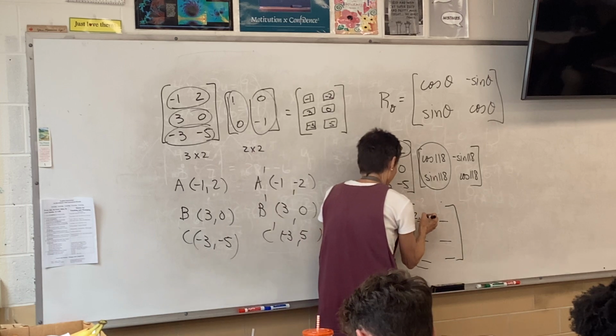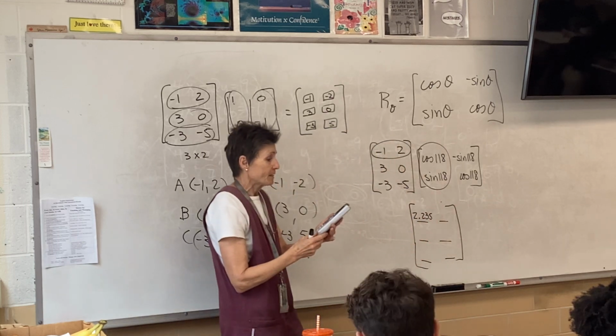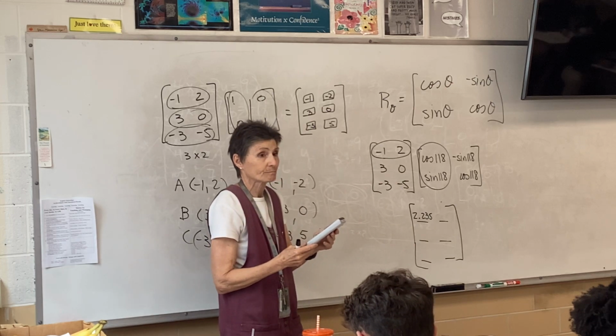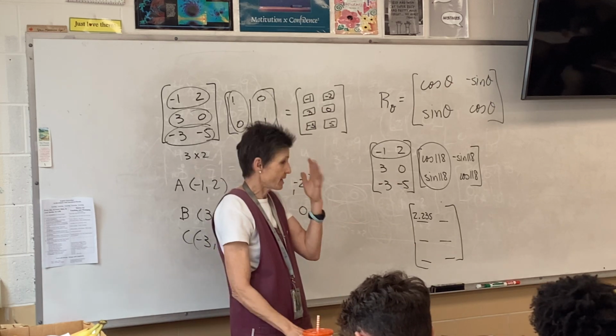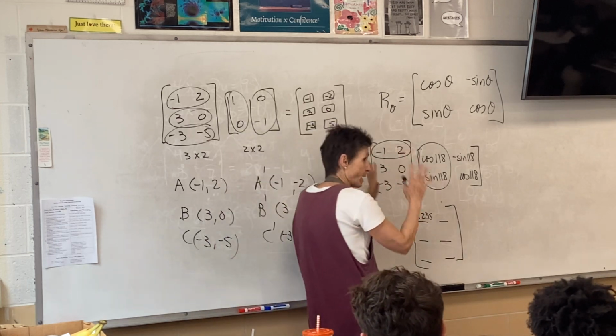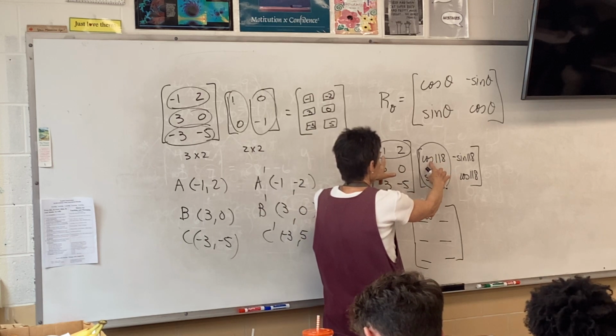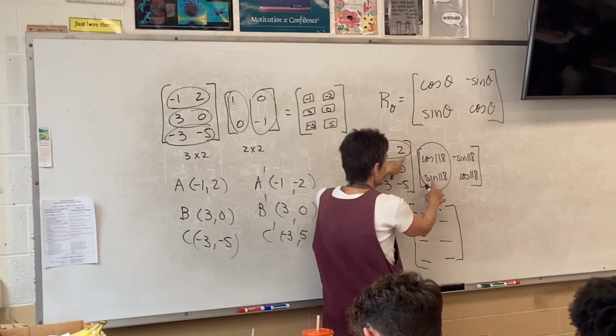I got 2.235. I'll just round off to the nearest thousandth. Is that what you got? Somebody nod or shake or something. Okay. So again, what we're doing is regular multiplication. We're taking -1 times cosine and adding 2 times sine.